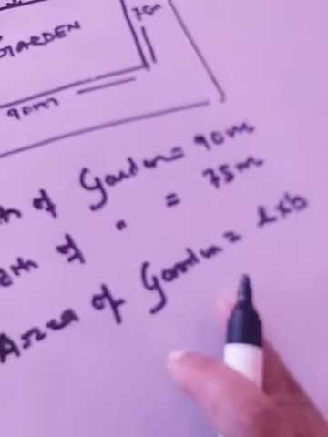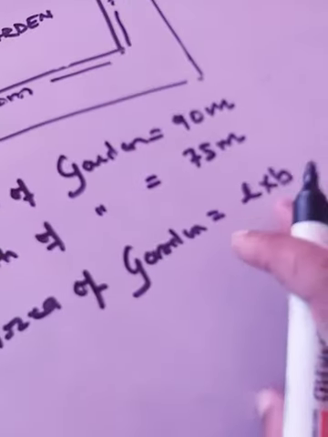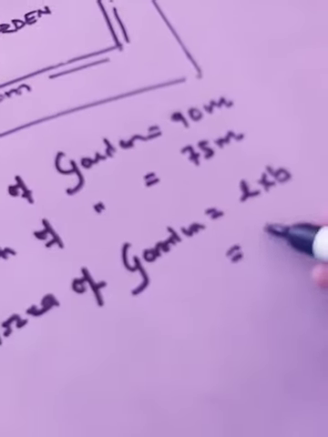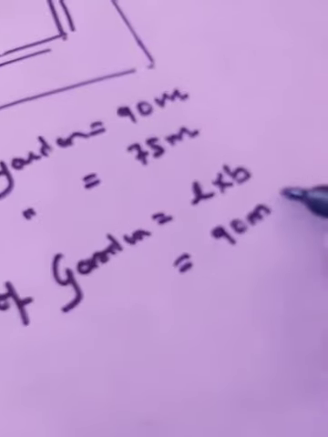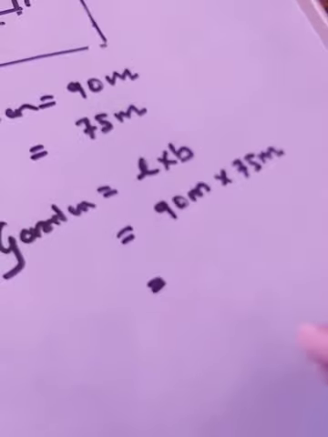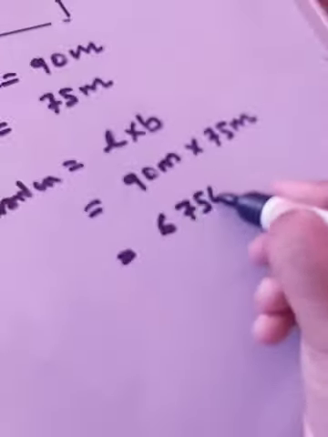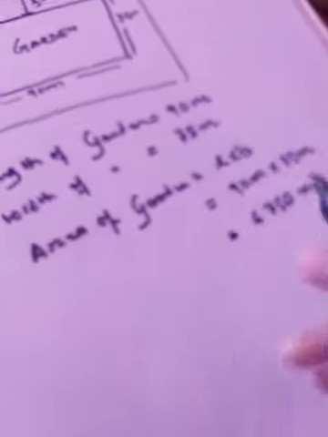Remember, because the area of the garden is in the shape of a rectangle, the area of a rectangle is length into breadth. So length is 90 meter and width is 75 meter. If you multiply it, you will get the answer as 6750 meters square. So this is the area of the garden.